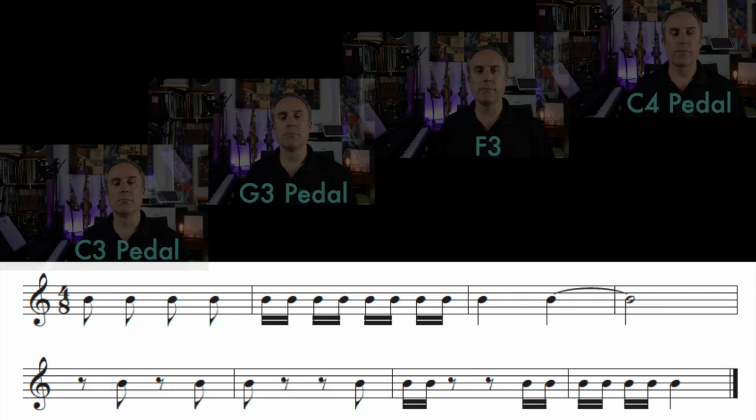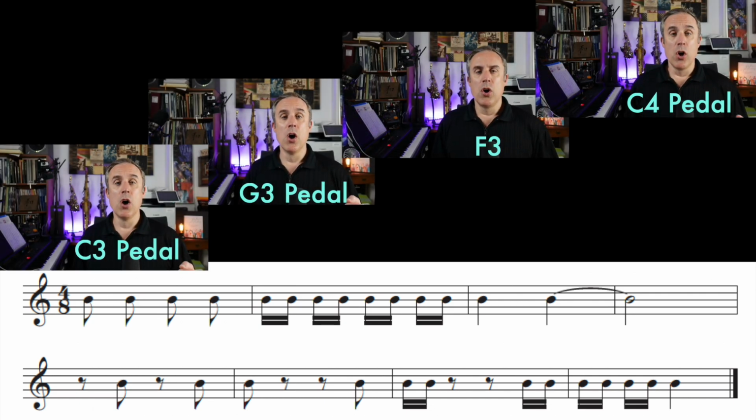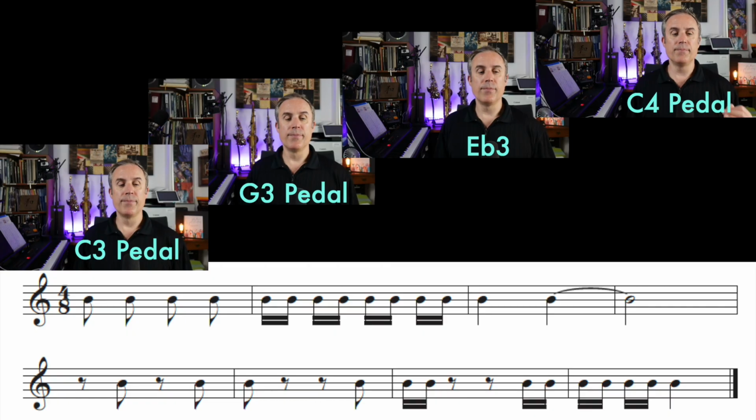One, 2, 3, 4. T, T, T, T, Tik-A, Tik-A, Tik-A, Tik-A, ta, ta, T, T, T, T, Tik-A, Tik-A, Tik-A, Tik-A, ta.